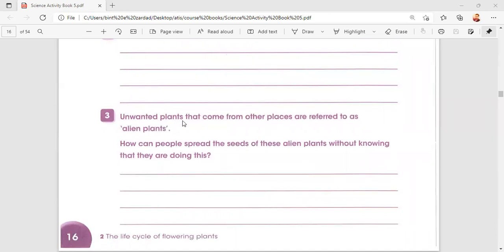Unwanted plants that come from other places are referred to as alien plants. So how can people spread the seeds of these alien plants without knowing that they are doing this? Actually, people can spread seeds of alien plants if the seed hooks onto their clothes, even if they don't know about it. So when they are in another country and come back to their own country, they bring the alien seeds with them, attached to their clothes, their shoes, their socks.